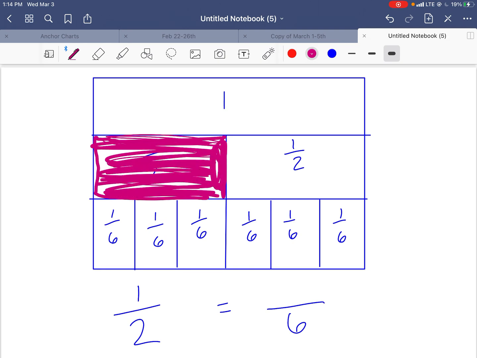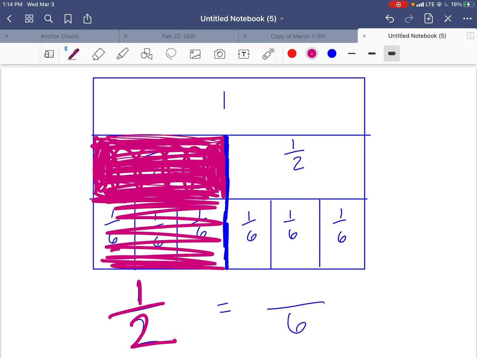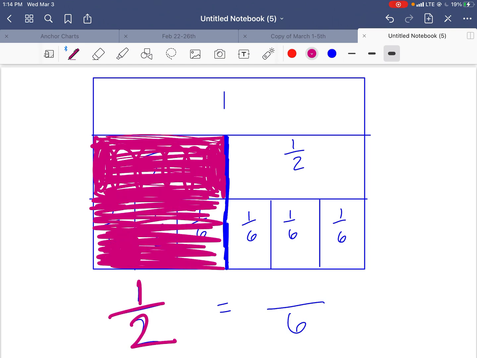I want to know how many sixths are equivalent to 1/2. So what I can do is take this line right here and go all the way down, and I'm going to color all of that. I'm going to make the fraction bars equal. Now you see the fraction bars are the exact same size.